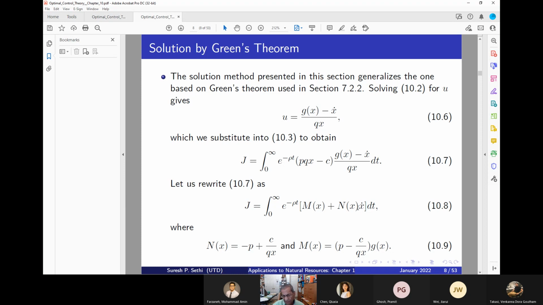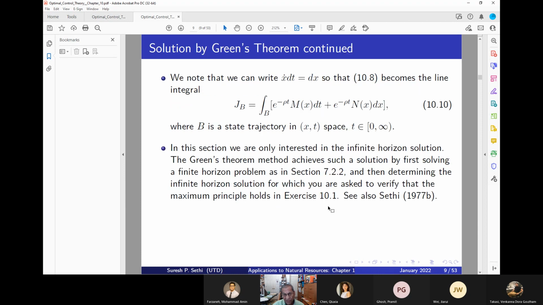Then I put x dot as dx dt. When I do dx dt, the dt will cancel out here. So this will be dx. And that dt is already here. So we will have a line integral. The line integral is that times dt plus that times dx. And on any trajectory, that line integral will give me the profit of that trajectory. Not optimal, but the profit of that trajectory.